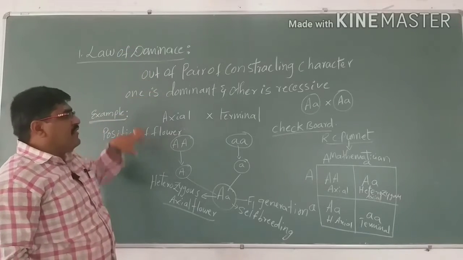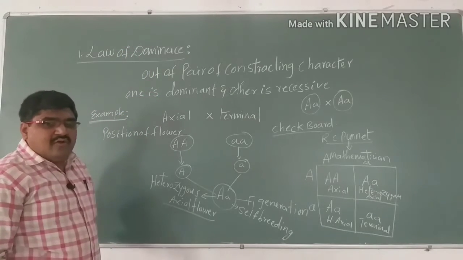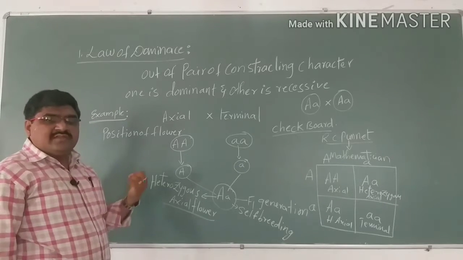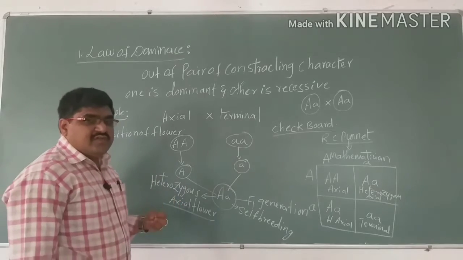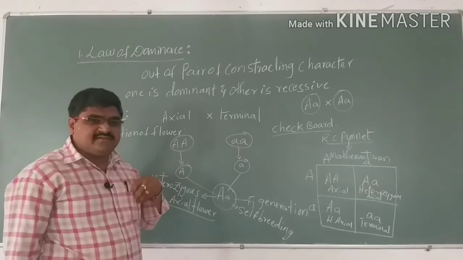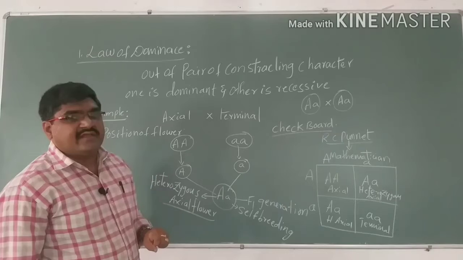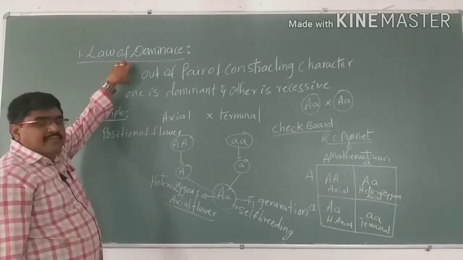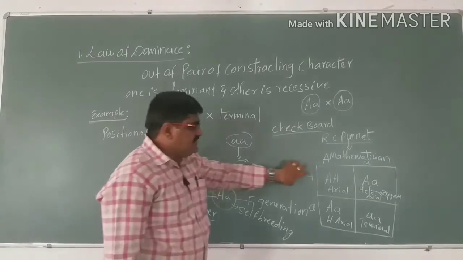Out of a pair of contrasting characters, one is the dominant and the other is the recessive. The dominant character will express over the recessive, so only the dominant character will express, not the recessive character. This law we can call the law of dominance, where here we can take an example.